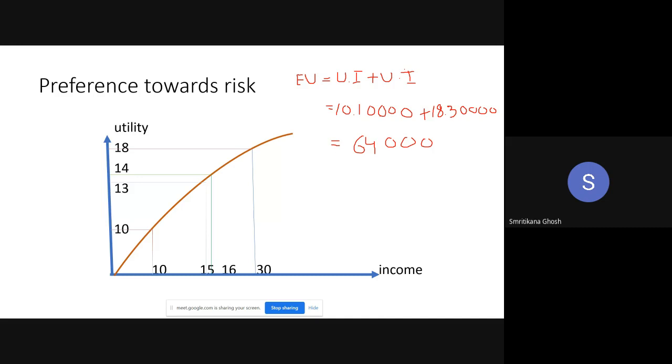Now, wait a minute, I have to open my book now. Just a minute. Oh, I'm very sorry. Very sorry. Here also we need the probability. I'm very sorry. Just a minute.